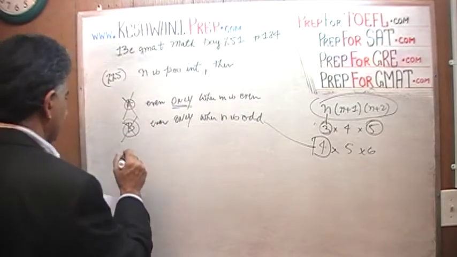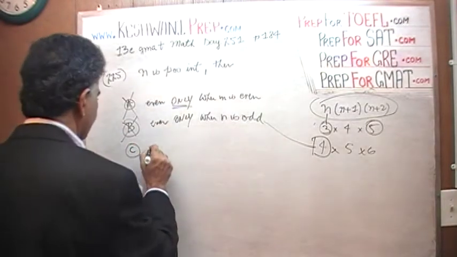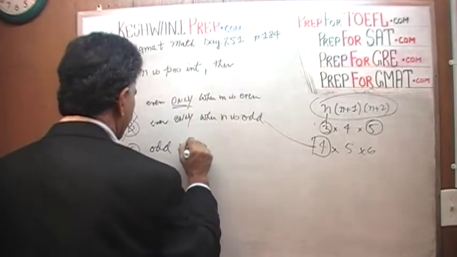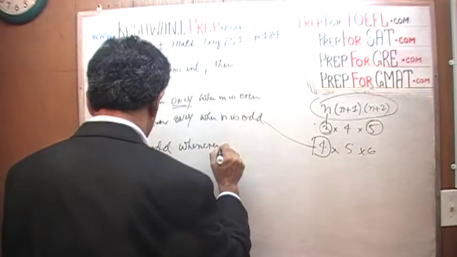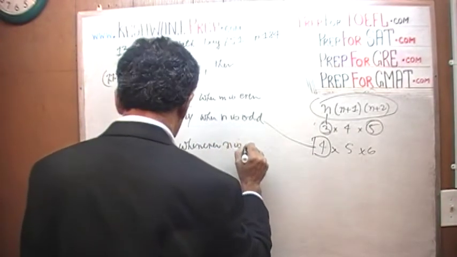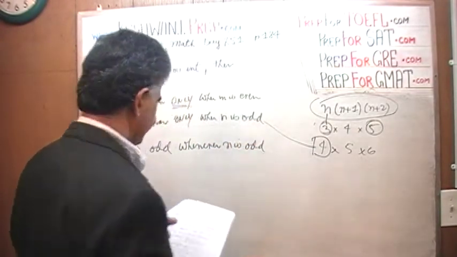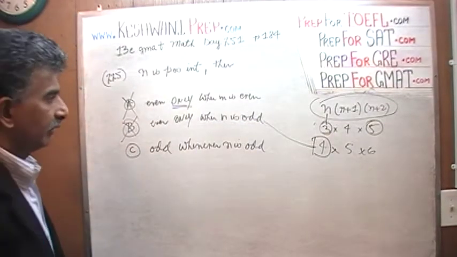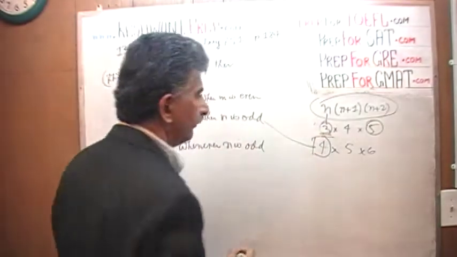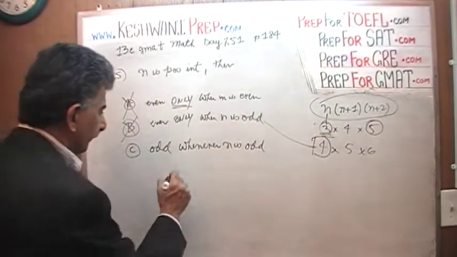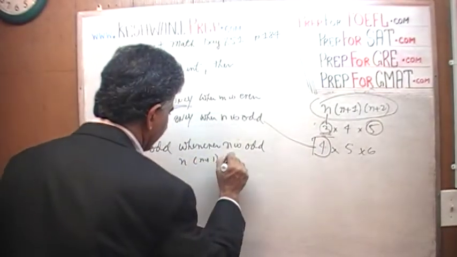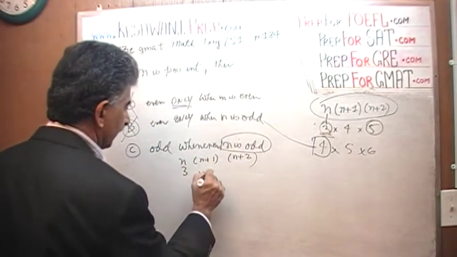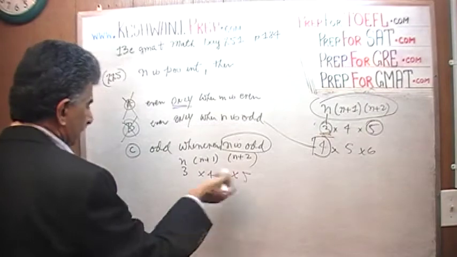It's a silly question. C says this product here is odd whenever n is odd, which is of course nonsensical, because n is odd right there, in n times (n plus 1) times (n plus 2). When n is odd, we put in 3 here: 3 times 4 times 5 is even.